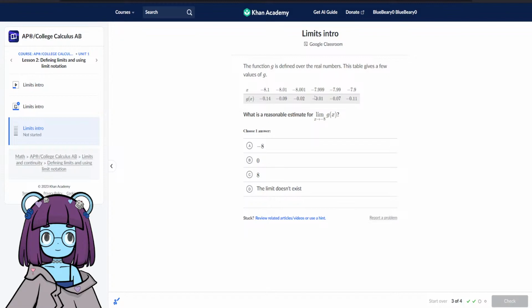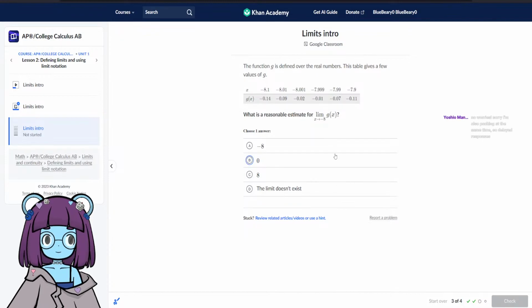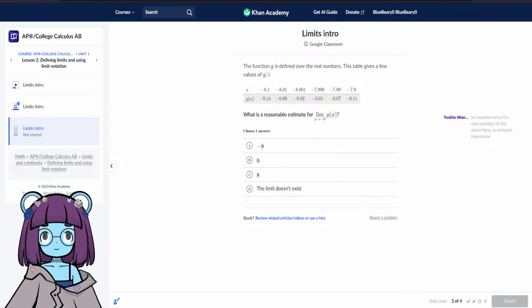Oh, you're packing? Yeah, also, I'm on normal latency. Sometimes I would stream on low latency, but I don't think the internet can handle it. I think it would just explode. The function g is defined over real numbers. Okay, got distracted. -8. I get distracted so easily, it's kind of bad.